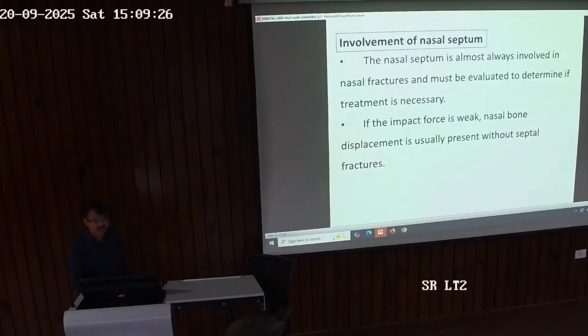Involvement of nasal septum. The nasal septum is almost always involved in nasal fractures and must be evaluated to determine if treatment is necessary. If the impact force is weak, nasal bone displacement is usually present without septal fracture.